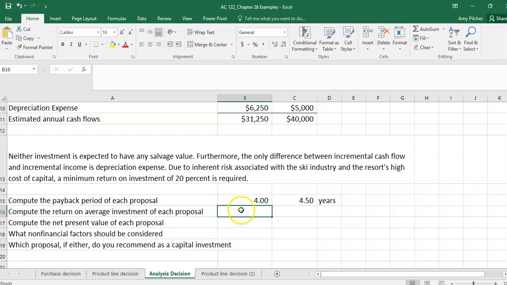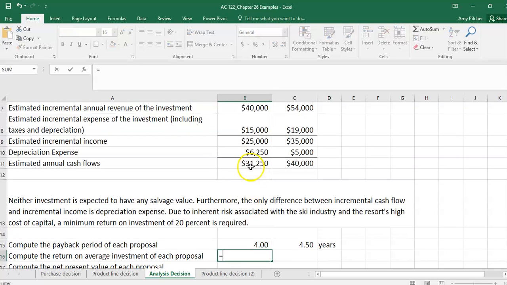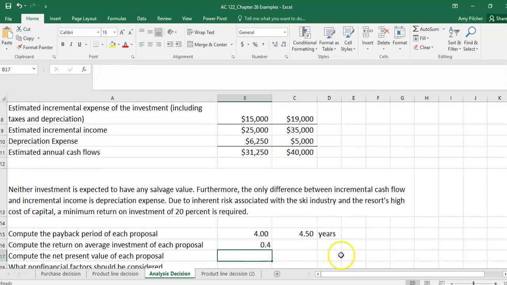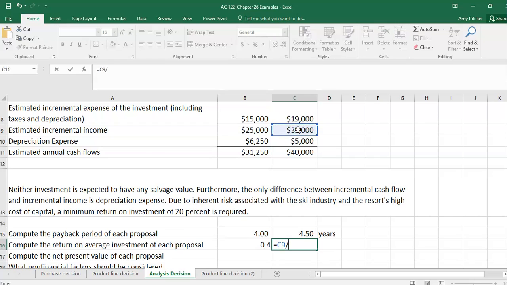The return on average investment, remember, is net income divided by the average investment. We don't have a salvage value, so we don't have to factor the salvage value in. So we have the net income divided by the cost divided by 2. This is our net income divided by the cost divided by 2.